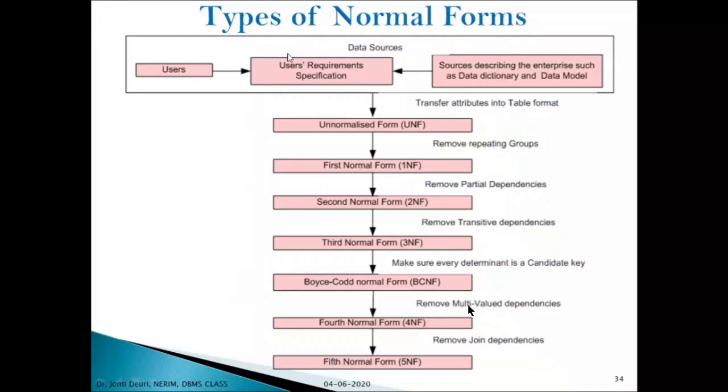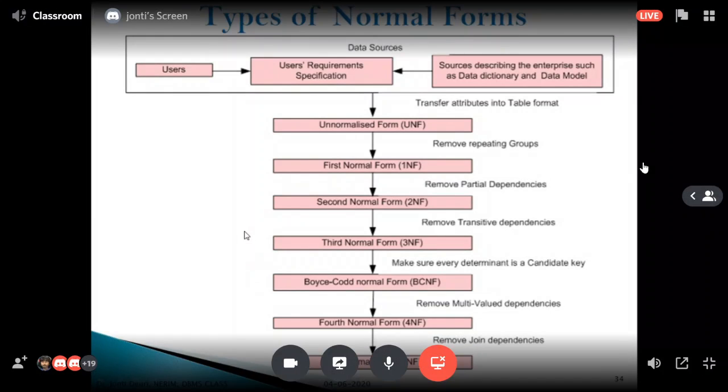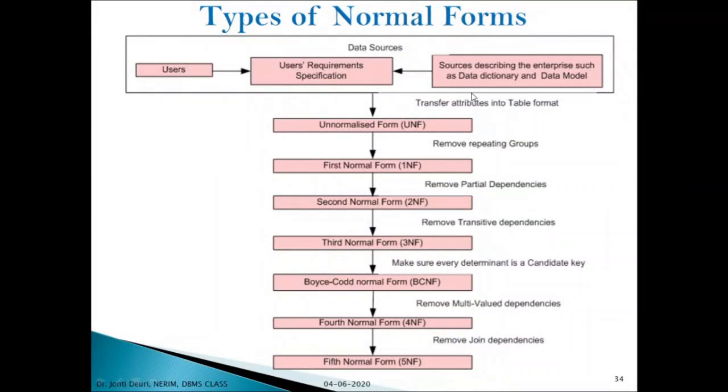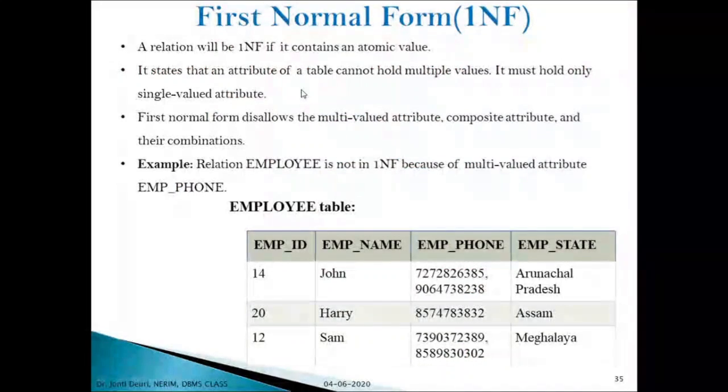So this is also like the same. Here, till the fifth it is there. So we will get our data source like this only first time. Then you have to transfer it to the table format, remove the repetition, then remove the partial dependency, then remove the transitive dependency, then determine the candidate key, then remove the multi-valued dependency, then remove the joint dependency. Then the sixth one is that if there is no constraint, right? Okay, so now we'll discuss the first normal form.